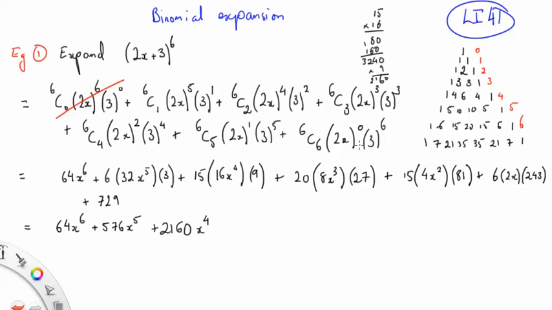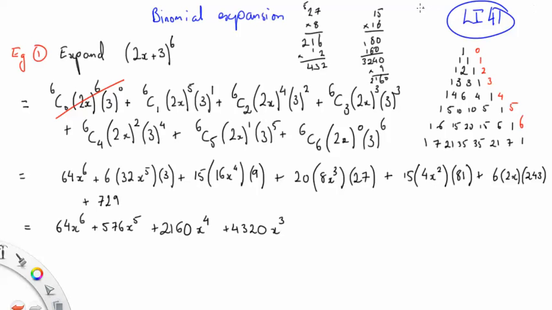Okay, this is getting very tricky. 8 times 27. 8 7s are 56. 8 2s are 16. 216. That makes sense. Times 20, so I'm going to times it by 2. 2 6s are 12. 2 1s are 2, 3, 4. So 4320. 4320 x cubed.